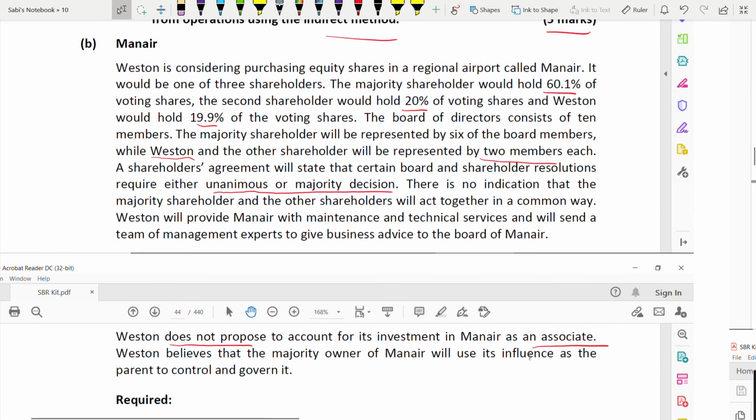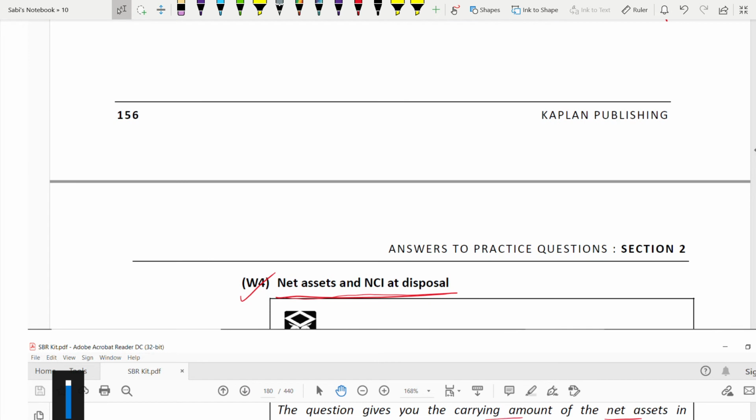So now you have to say whether it's correct or not. They said they didn't take it as an associate. You have to know the rules of the associate and also the correct standard if associate is not the correct one. So let us do this and finish this question.